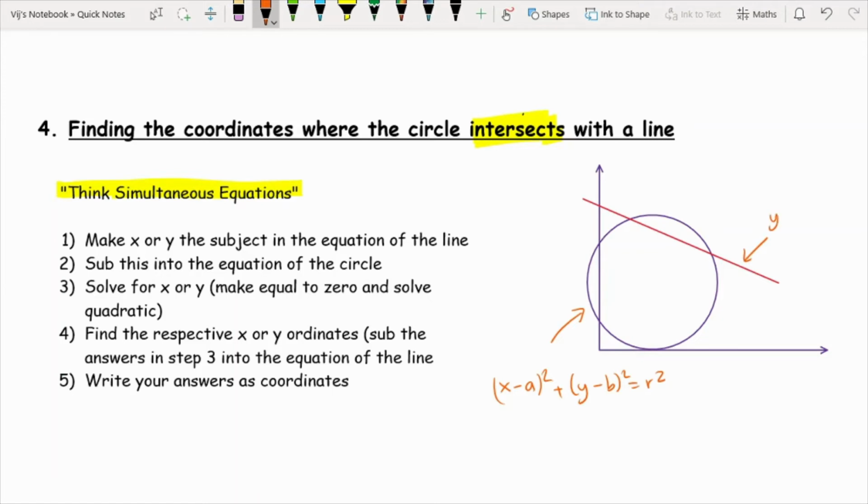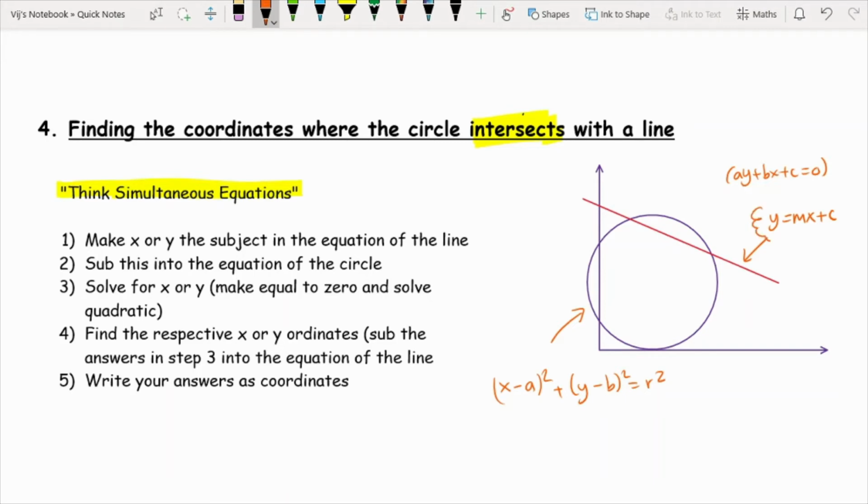And this is going to be y equals mx plus c, or it could be something completely different. It could be in the form of ay plus bx plus c equals 0, depending on how the equation of a line is given to you, depending on how difficult the question is going to be. So the first thing you want to do is make y the subject.